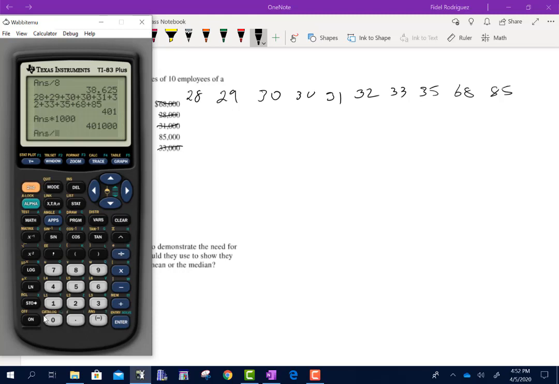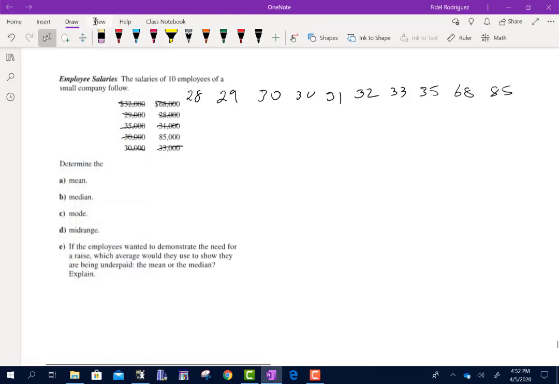Okay. Now I'm going to divide them by 10 because there were 10 employees there, right? So my mean is going to be 40,100, right? So I'm going to say, okay, what is my mean? Well, my X bar we just found to be 40,100.